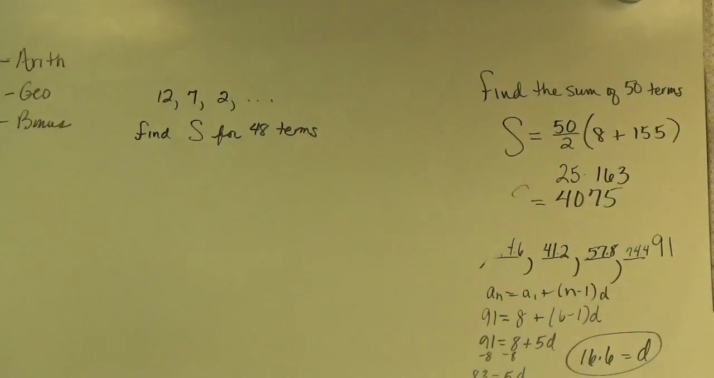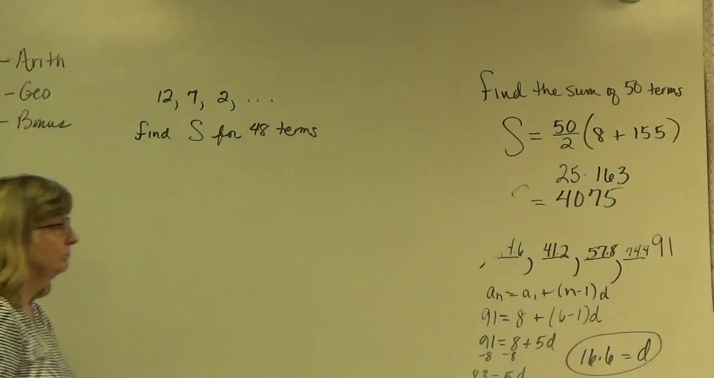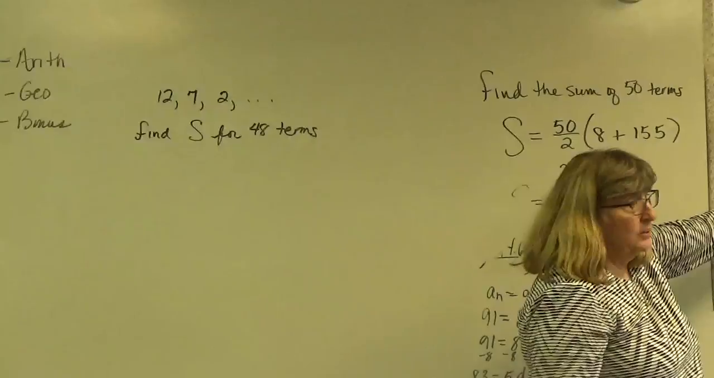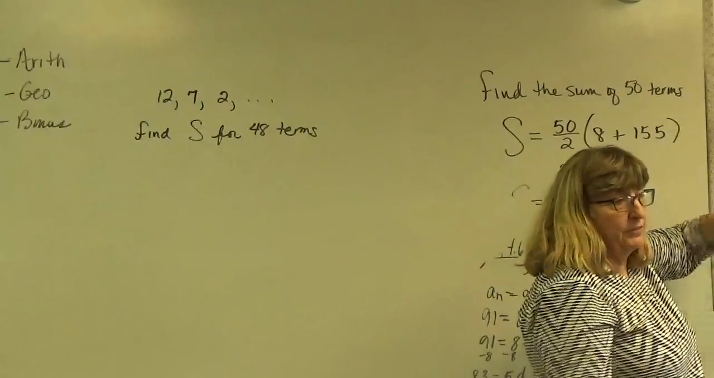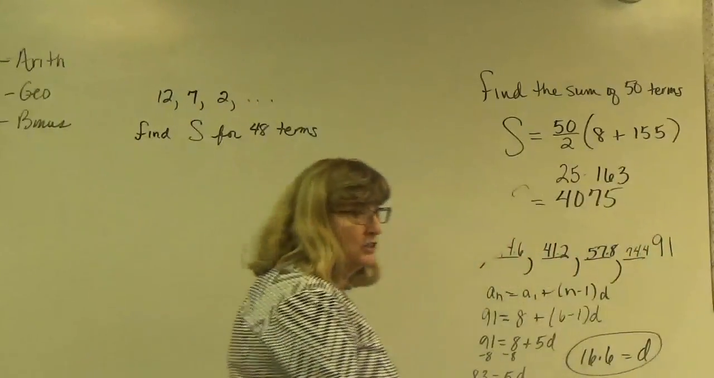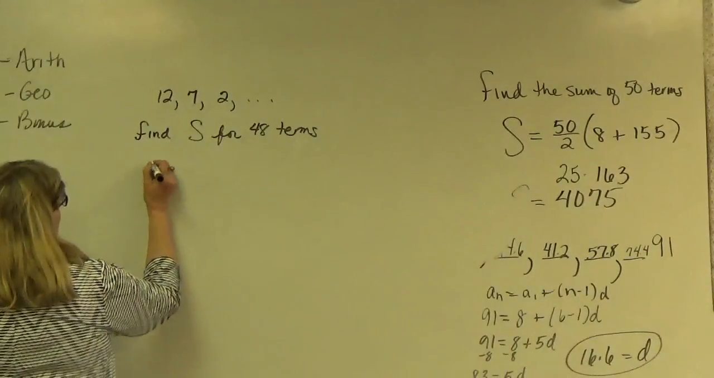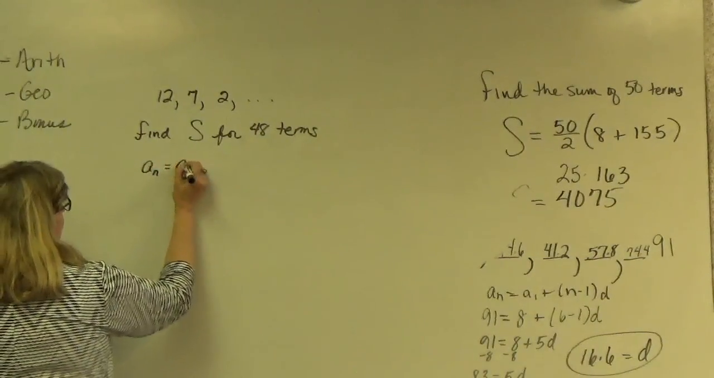So in order to find the sum, what do you gotta know? The 48th term. You gotta know the last term, and you don't know it. So don't we have to find it first? I didn't ask you to, but there's no way to find the sum without doing that. So we're gonna use this formula to find the last term.